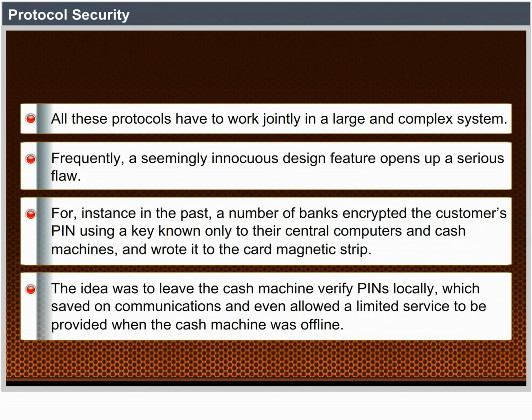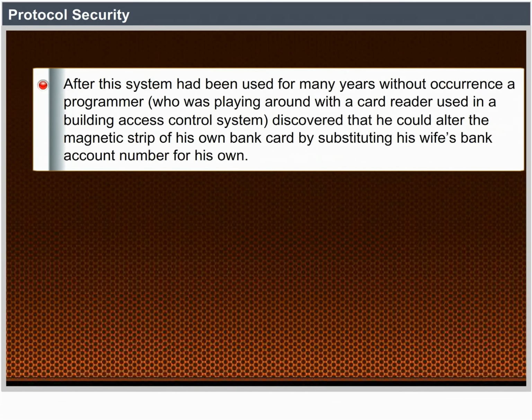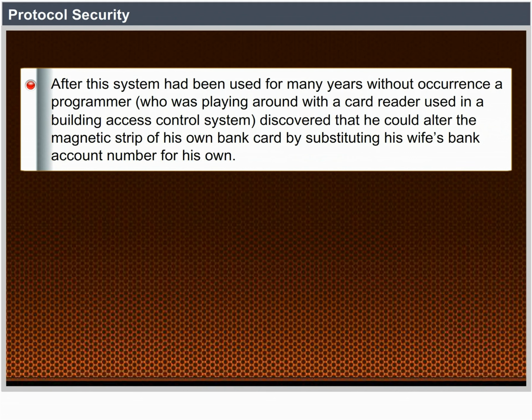After this system had been used for many years without incident, a programmer who was playing around with a card reader used in a building access control system discovered that he could alter the magnetic strip of his own bank card by substituting his wife's bank account number for his own. He could then take money out of her account using the modified card and his own PIN.